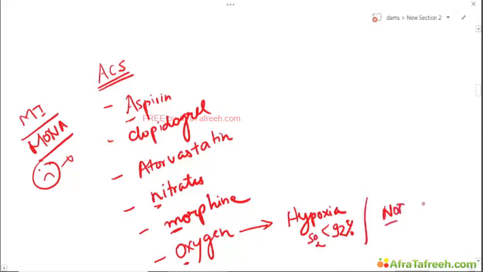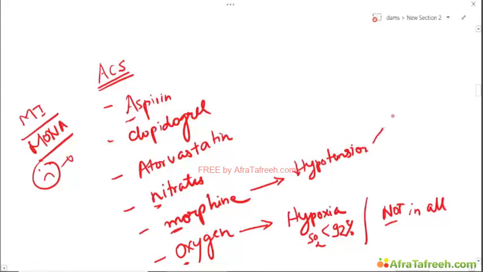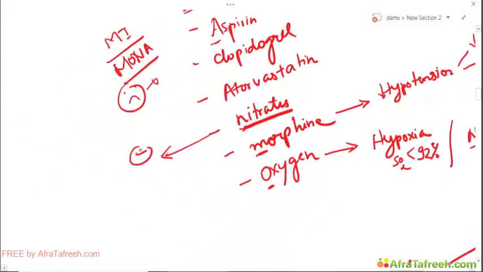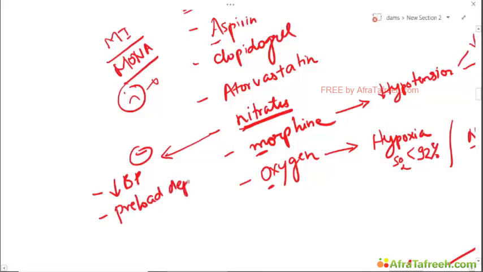Not in all patients. Okay? Not in all patients. Morphine can cause hypotension. So it is contraindicated or avoided in patients with existing hypotension or known allergy to morphine. Right? Nitrates again can cause hypotension and should be avoided. Nitrates should be avoided in presence of hypotension, presence of a preload dependent condition. We'll discuss more about this in a subsequent question.